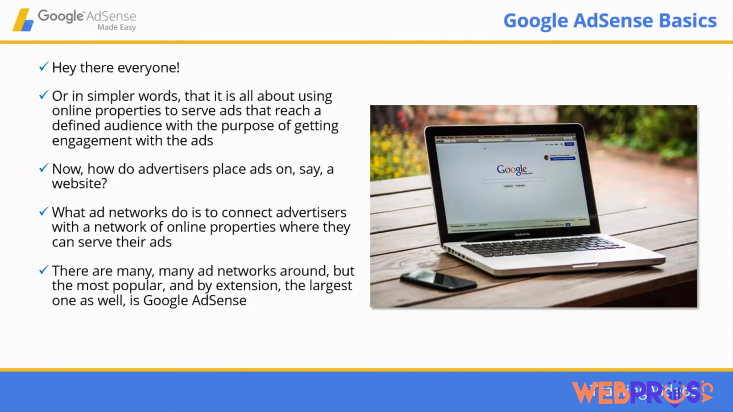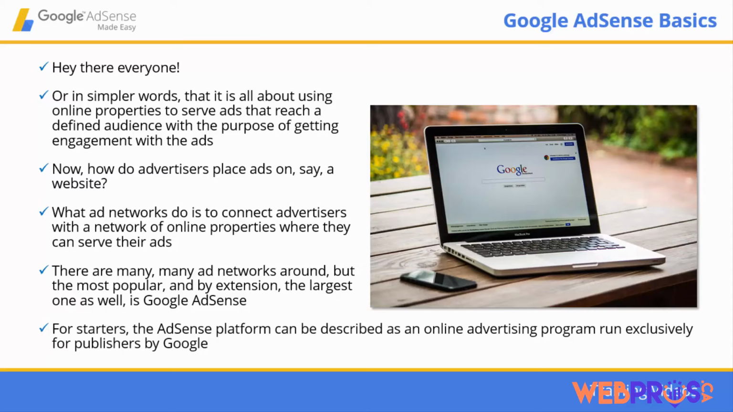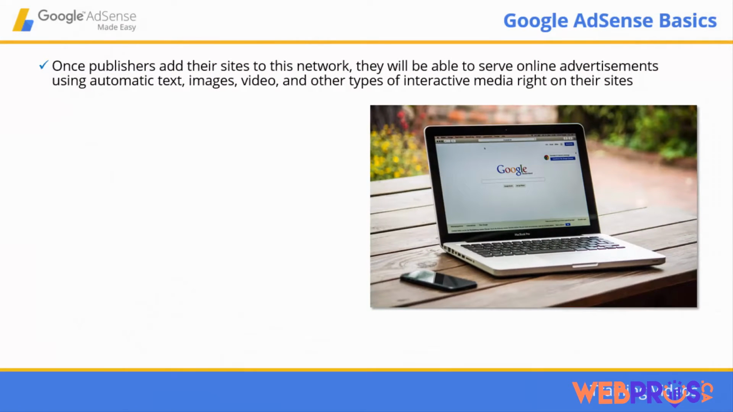There are many ad networks around, but the most popular, and by extension the largest one as well, is Google AdSense. And because of that, it is an advertising platform full of unique features and peculiarities. For starters, the AdSense platform can be described as an online advertising program run exclusively for publishers by Google, which allows them to add their online properties to the Google network of content sites. Once publishers add their sites to this network, they will be able to serve online advertisements using automatic text, images, video, and other types of interactive media right on their sites.